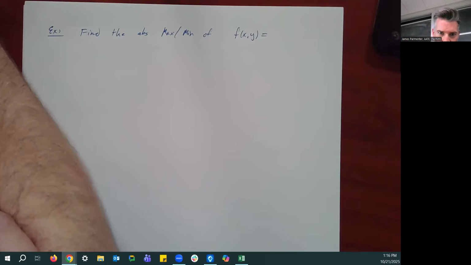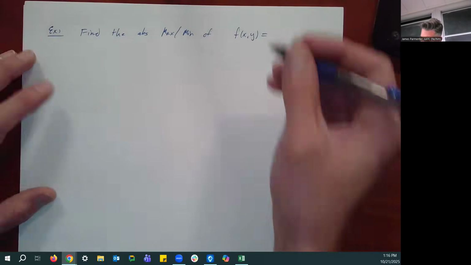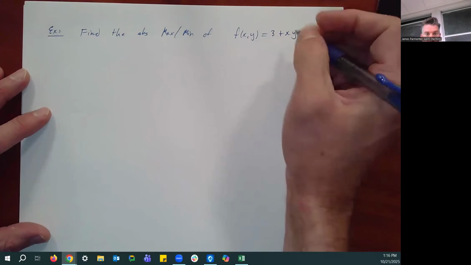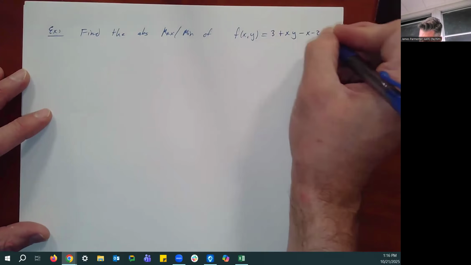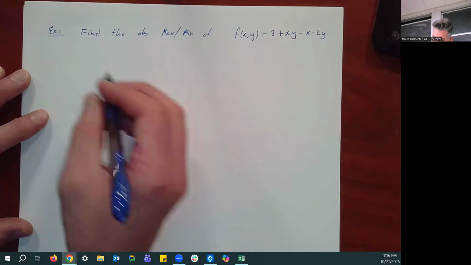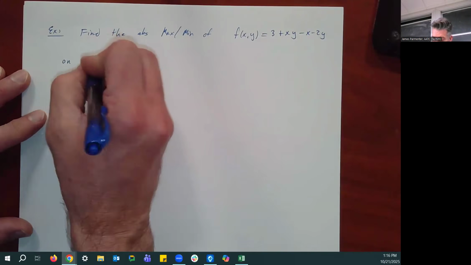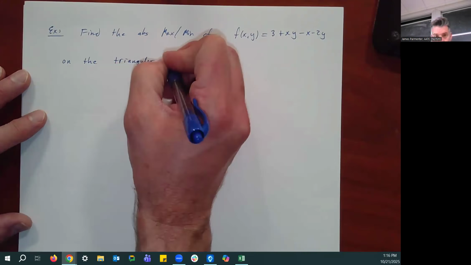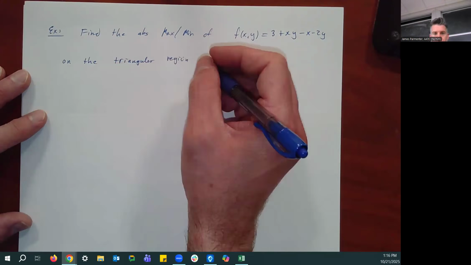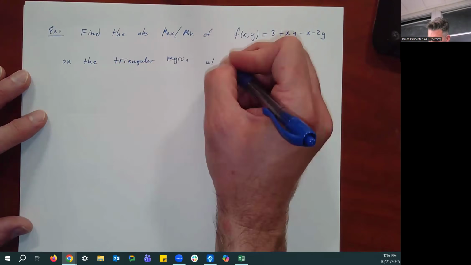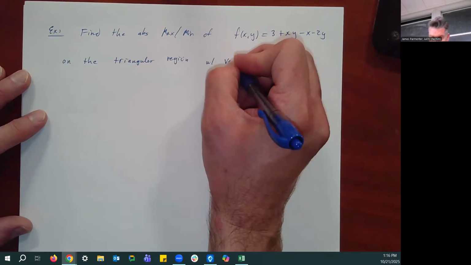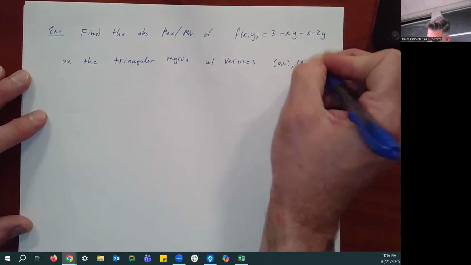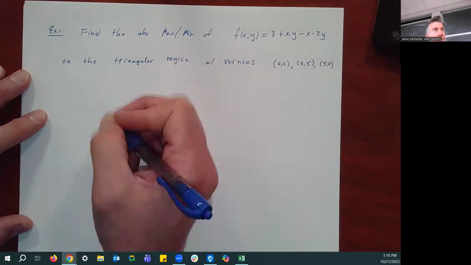All right, here is what I wanted, really. Cool. So the function f of x y is equal to 3 plus x times y minus x minus 2y. And we're on the triangular region with vertices 0, 0, 0, 5, and 5, 0.